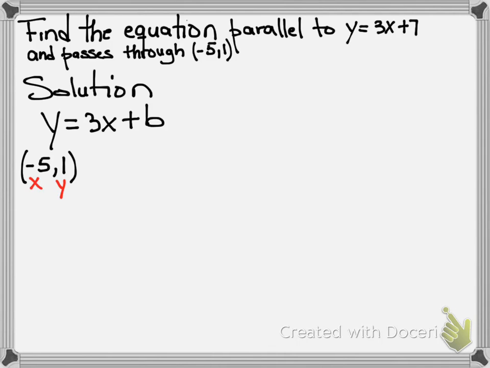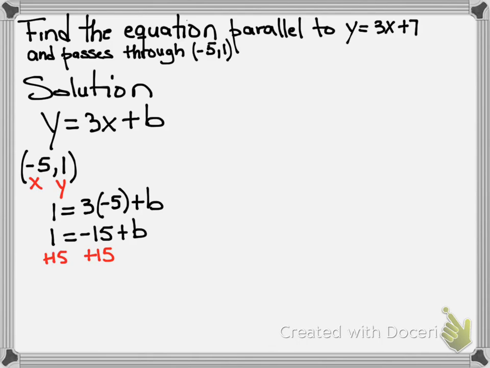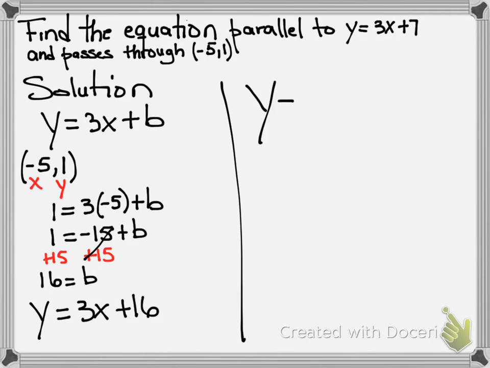So I plug in the only point that I have. We know it's x comma y, and we know the slope already. We substitute: 1 equals 3 times negative 5 plus b. And we get 1 equals negative 15 plus b. As a result, we do the additive inverse of negative 15, and b equals 16. So your equation becomes, of course, y equals 3x plus 16.